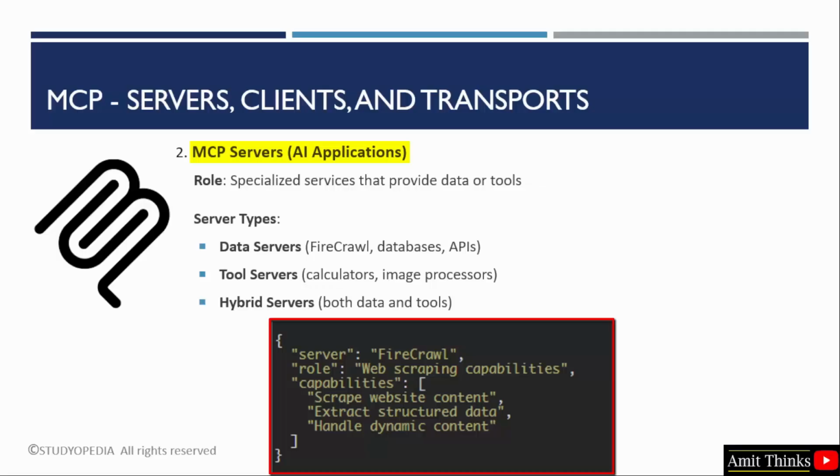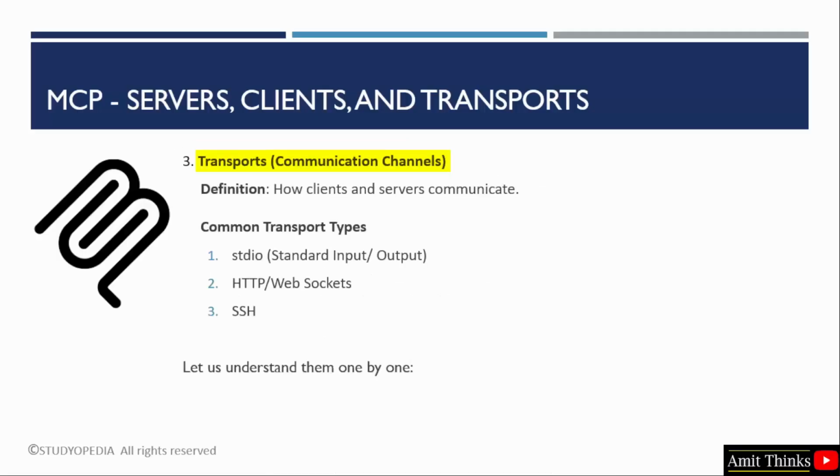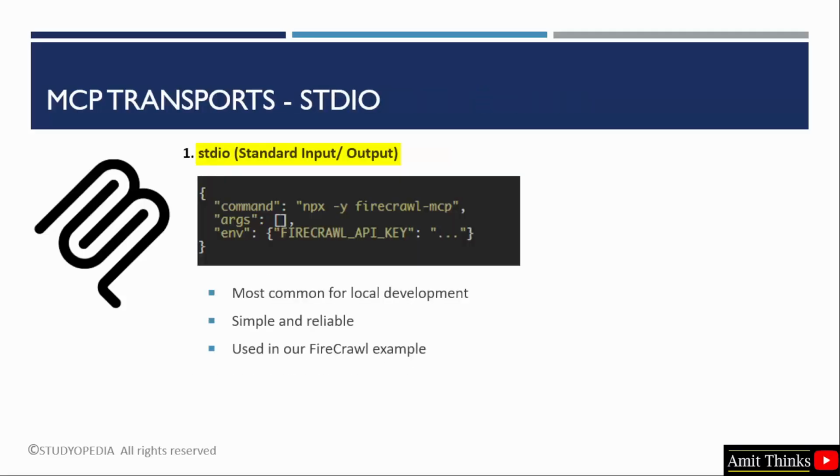We already told you that we'll be using the web scraping example with Firecrawl and Cursor. The third one is transport, that is the communication channels. It is how clients and servers communicate. The transport types include basically STDIO, HTTP and SSH. So let us understand all three of them one by one.